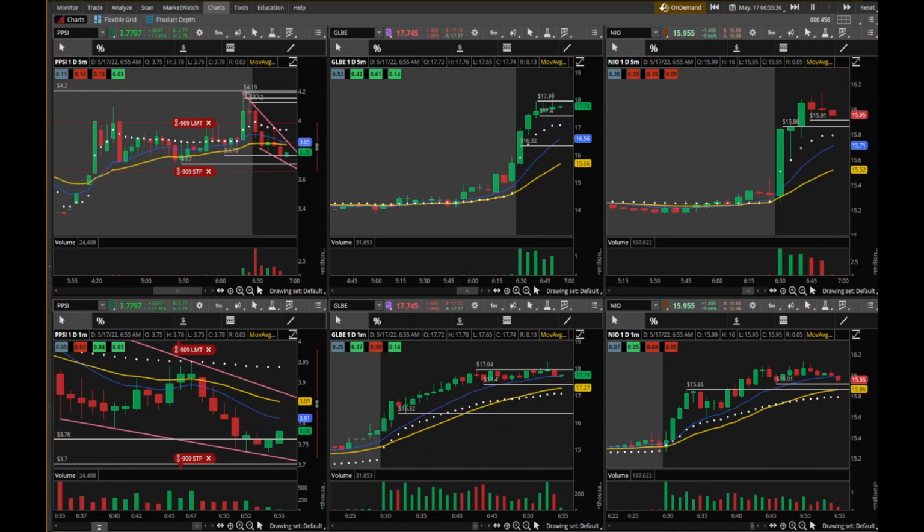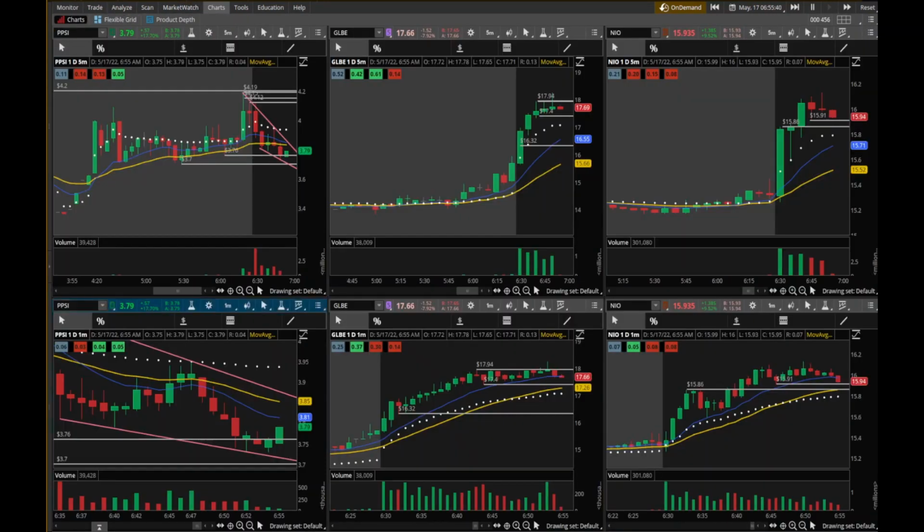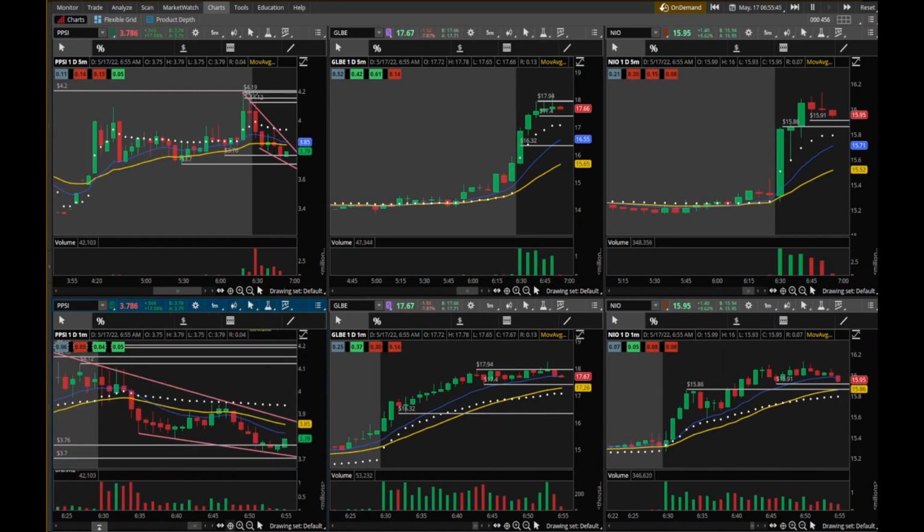Not gonna get much off of this. I sold it there. I didn't get from it. I don't even think I got $10. I got $9 off of that. Just realizing that I can't get a small enough order. Now here's a little bounce on NEO, but it doesn't matter to me. I'm not trading NEO.